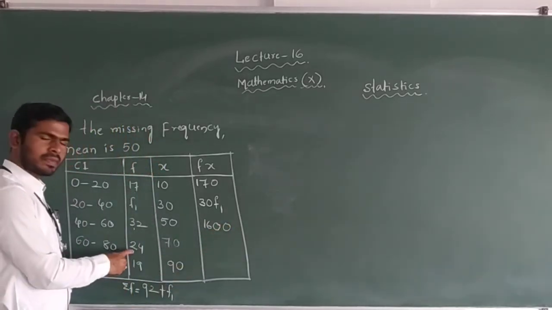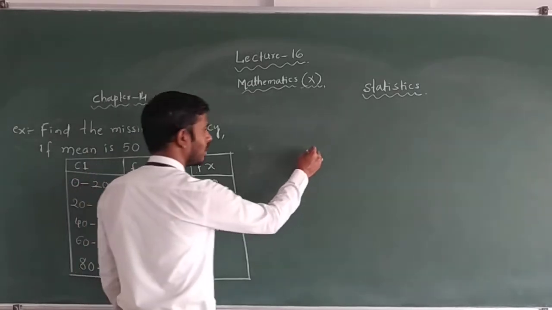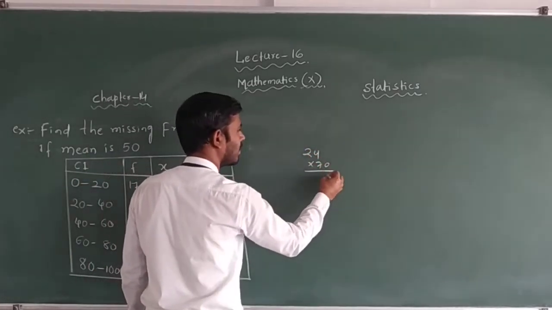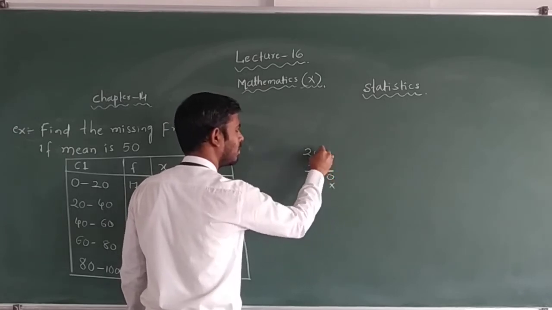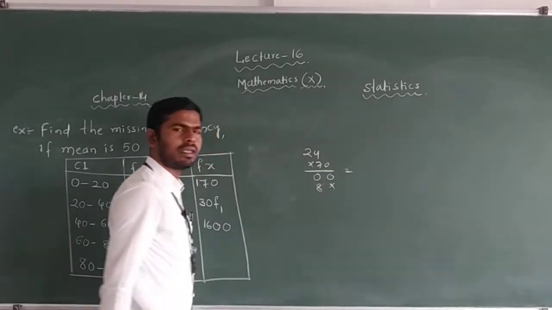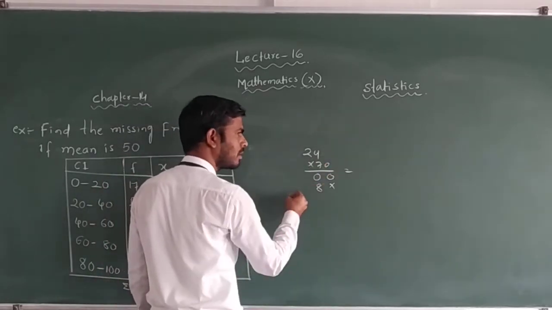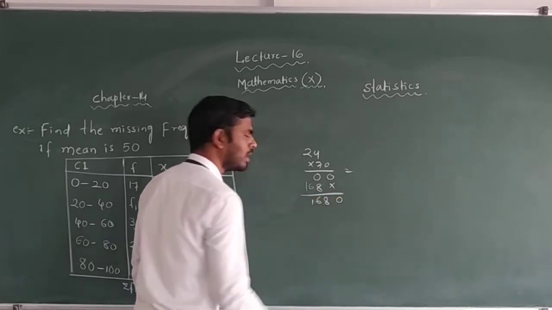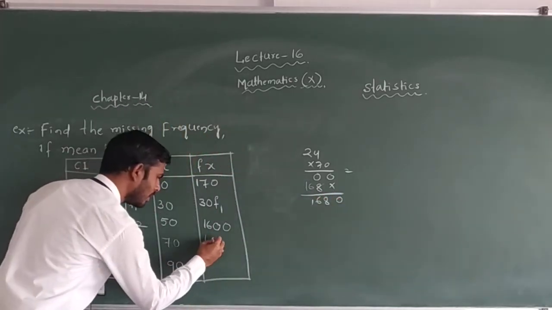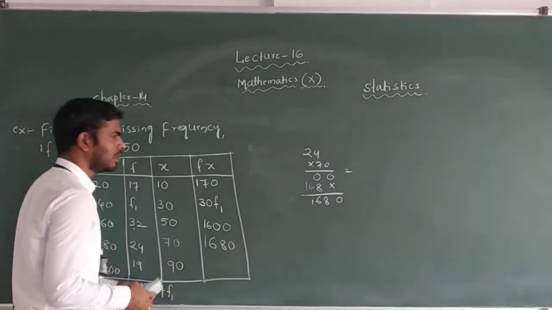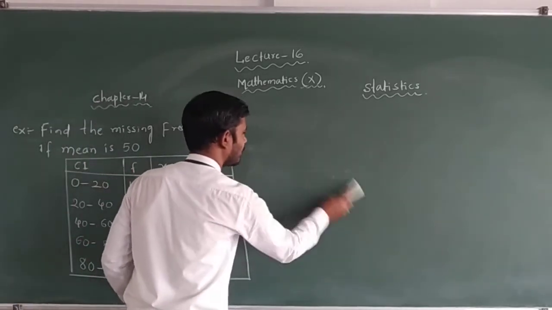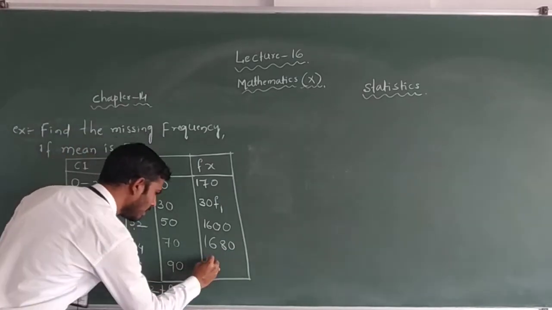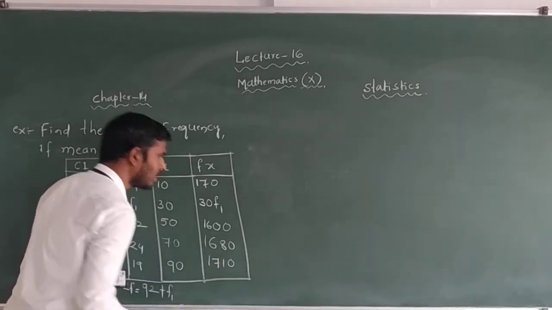1600. Next one is 24 into 70. 24 into 70 means you get 0, 7 fours are 28, carry 2, 7 twos are 14 plus 2 is 16. So you get 1680. Next one is 19 into 90, which is 1710. This one is 0.